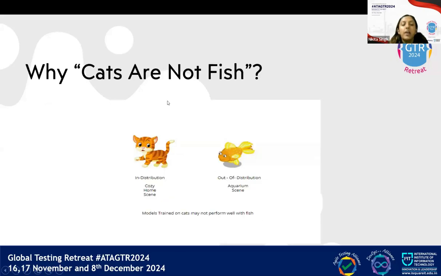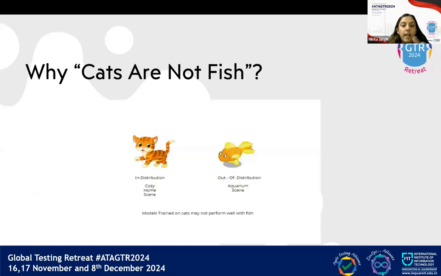Why are cats not fishes? You can see the cats here are in distribution and the fishes here are out of distribution. In distribution is basically a cozy home scene; out of distribution is an aquatic scene. A model trained on cats may not perform well with fishes, as I have already told, it won't work for fishes.